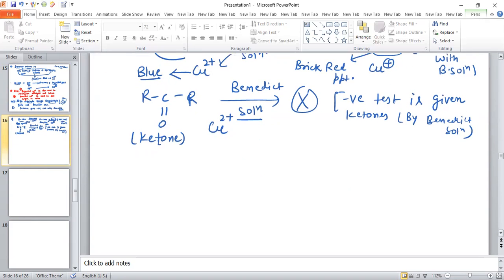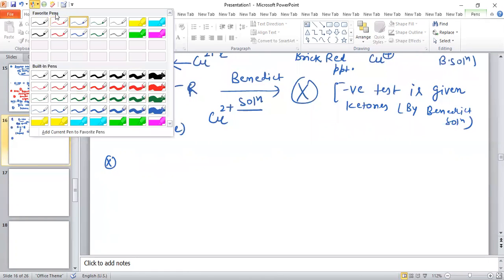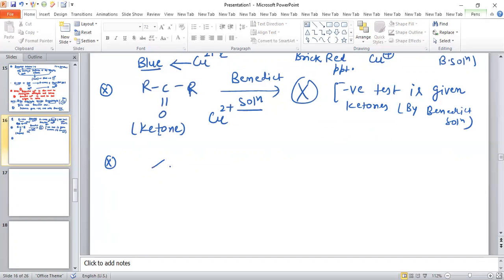Now this is related to ketone. Now it is related to benzaldehyde. How can you relate it to benzaldehyde? What happens in the case of benzaldehyde? We know this compound is benzaldehyde, having benzene and CHO, and we add Benedict solution.